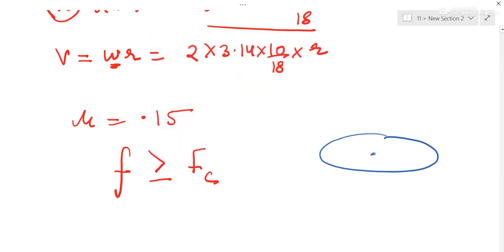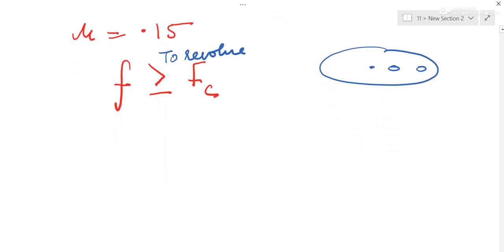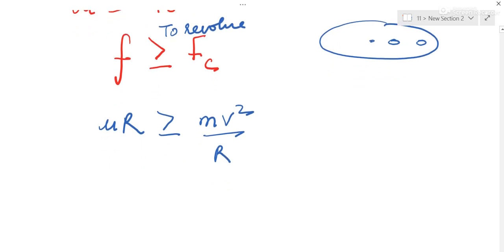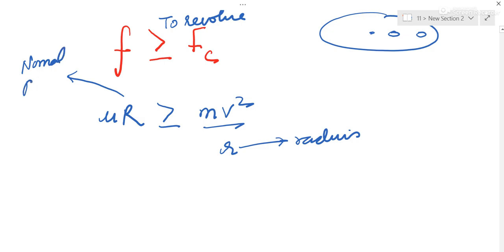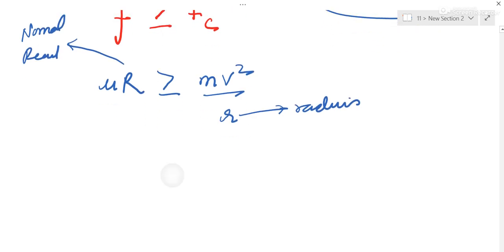There is a record. One coin is here, one coin is here. Which will keep revolving? To revolve, friction should be more than or at least equal to the centripetal force. Friction is given as mu R. Centripetal force is given as mv square by r. See, not this R. Here radius comes. This is the radius, and this R is the normal reaction. Don't take them as the same. And this normal reaction is mg, so mg is greater than or equal to mv square by radius.